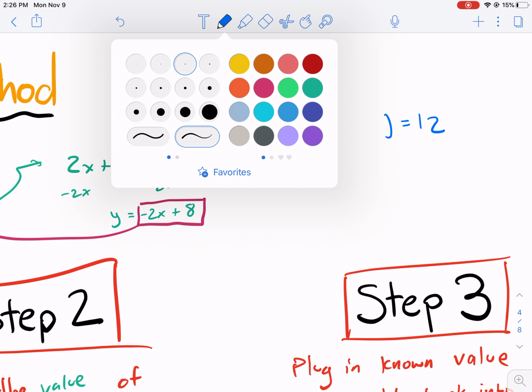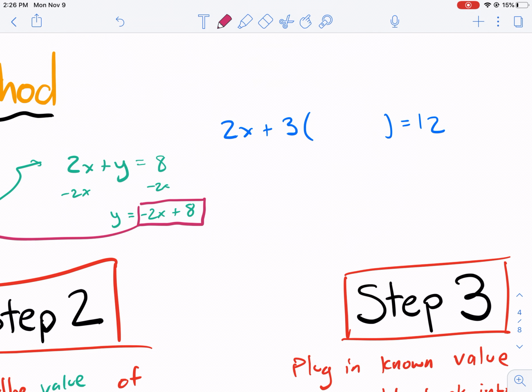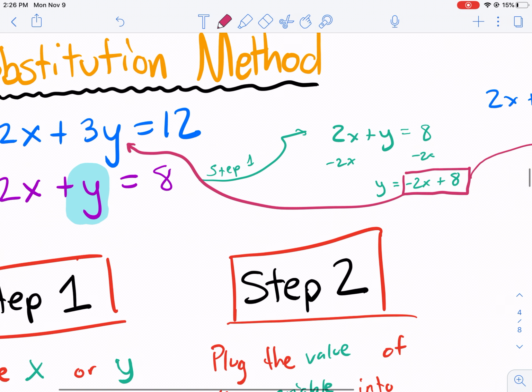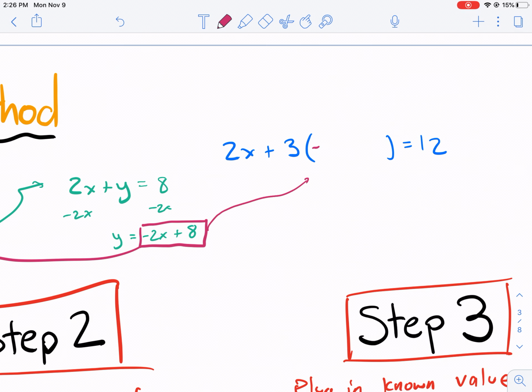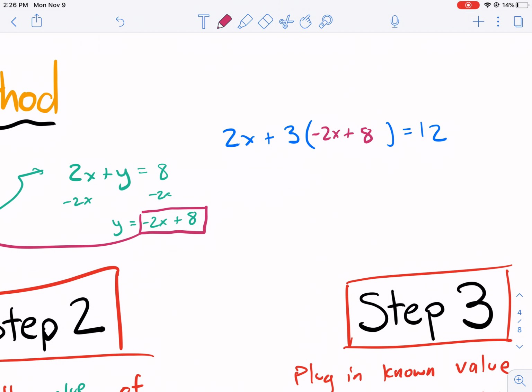So what I'm going to do here is plug in this -2x plus 8 for y. So instead of writing 2x plus 3y, I'm going to write 2x plus 3 times -2x plus 8. Remember, this is 3 times y. So whatever y is, we replace it and we multiply it.